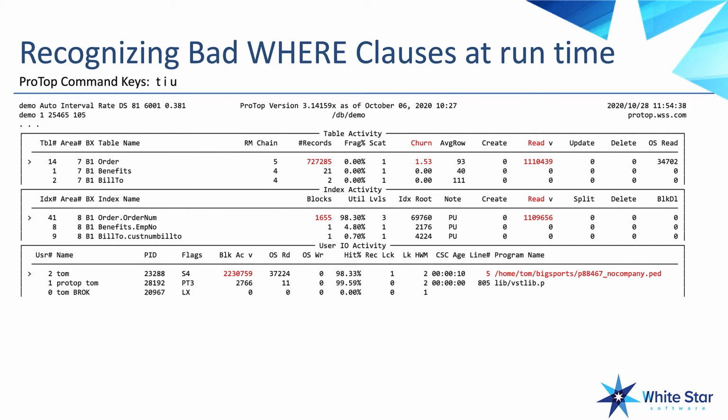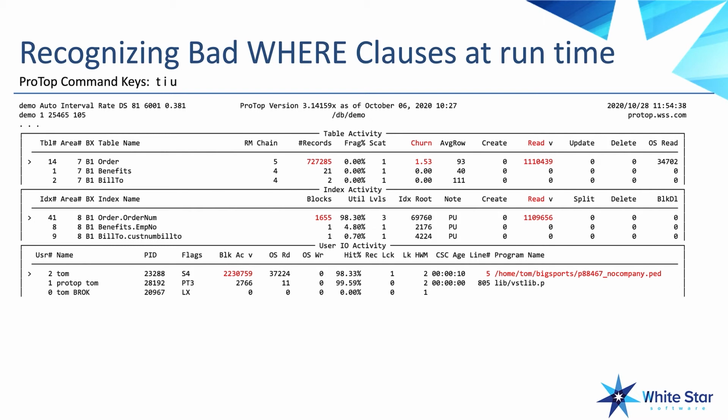But it's interesting that the order table only has 700,000 records in it. So it's being churned about 1.5 times per second. That means you're reading it over and over, or you're doing the equivalent of reading it over and over. This is a very good indication that you are doing something that you probably don't want to be doing.